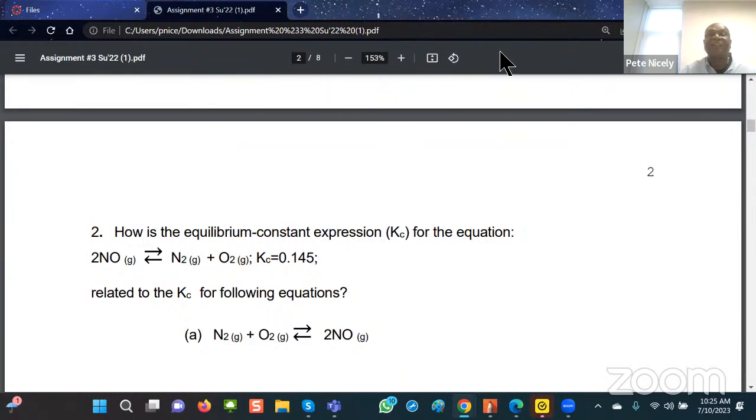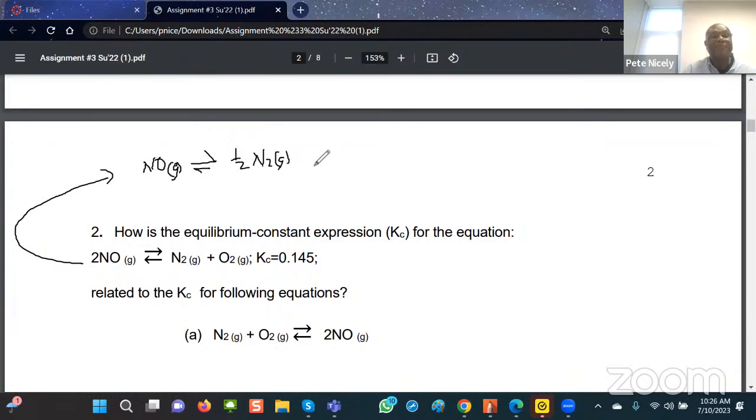Let me go to my writing thingy. All right, I'm going to do it up here. So let's say that instead of this equation, you're going to have NO to form half N2 gas plus half O2 gas, right? Now, if I were to write down the Kc expression for the original equation, Kc would be equal to the concentration of N2 times the concentration of O2 divided by concentration of NO squared.